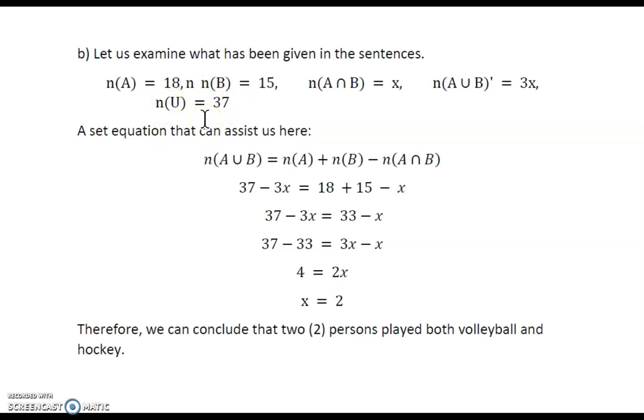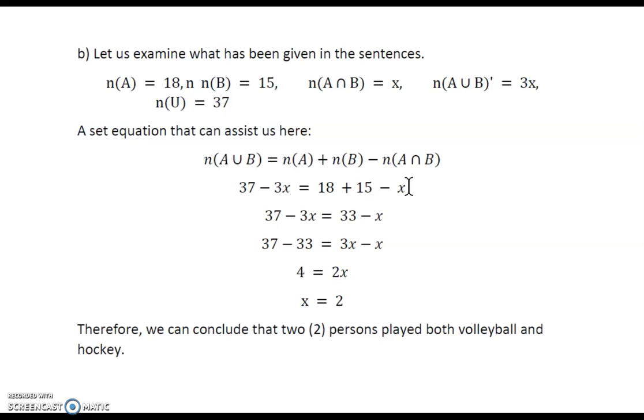Alright, so a set equation that can help us here is this equation here. The number of elements of A union B is equal to the number of elements of A plus the number of elements of B minus the number of elements of A intersect B. Alright, so how do we go about figuring out which one is which? We know that n of A is 18, so that comes here. n of B is 15, so that comes there. n of A intersect B is X, so that comes across here.